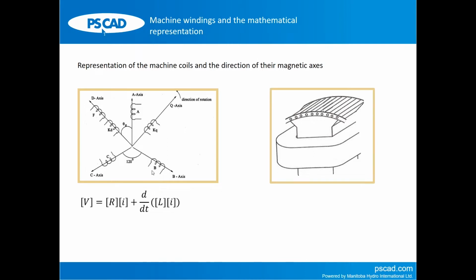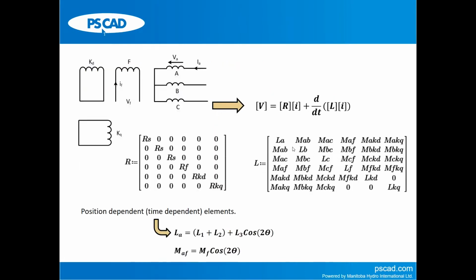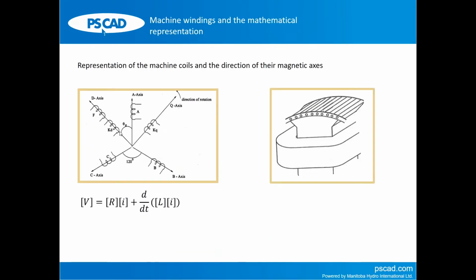Because the rotor changes position, some of these terms, LA, MAB, are time dependent or rotor position dependent. For example, LA can be approximated as a constant term plus a cosine term, where theta is the position of the rotor with respect to the phase A axis.